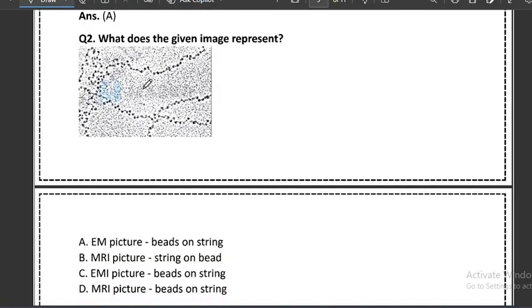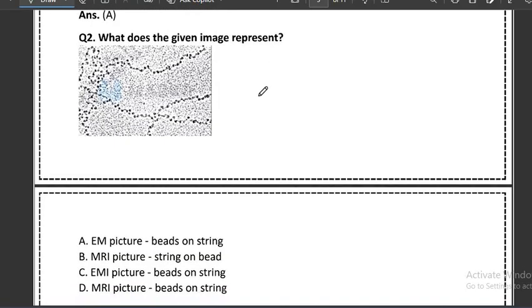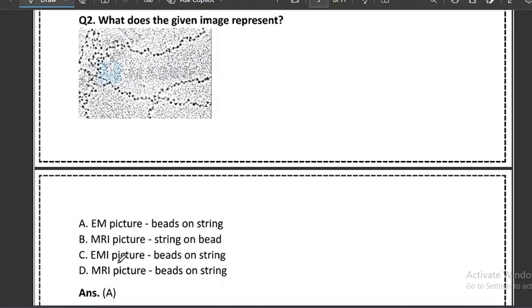Next question, what does the given image represent? EM picture, beads on a string. MRI picture, string on a beads. MRI picture, beads on a string. Option A is correct, EM picture, beads on a string.